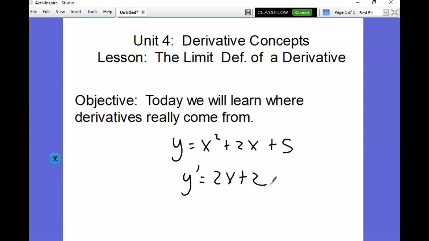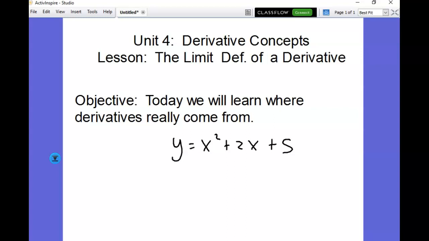But the shortcuts are just that. They're shortcuts, okay? They're not really where derivatives come from. So what I'm going to show you guys today is how did mathematicians come up with this derivative, okay? And we call it the limit definition of a derivative because that's what derivatives really are. Derivatives are the result of taking a function, finding the slope between 2 points, and then finding the limit of that as those points approach the same point.